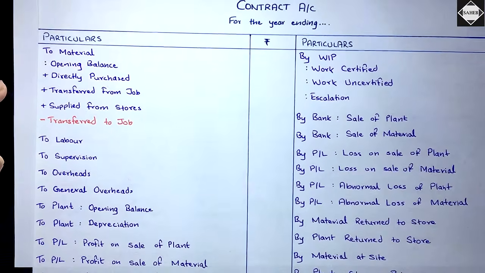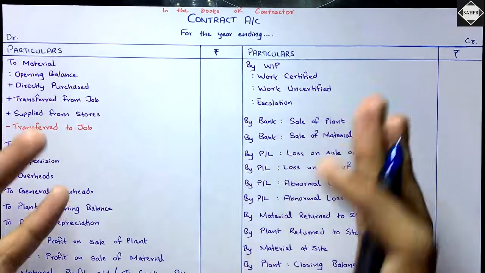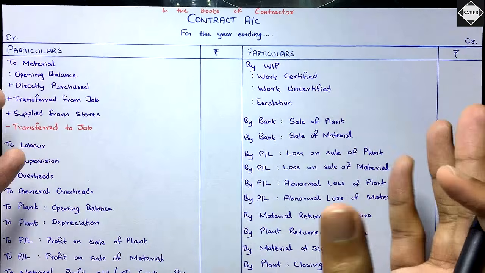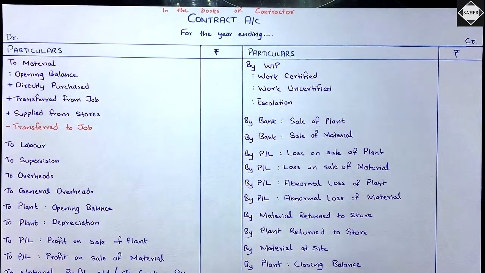Let's understand the format. Now see, the format of contract account is very simple. It's the same as the trading and profit and loss account. It's just a nominal account. All the expenses over here, and all the income and closing stock on the credit side.